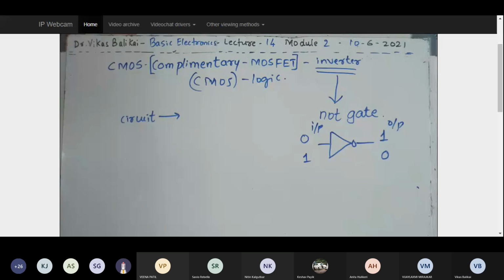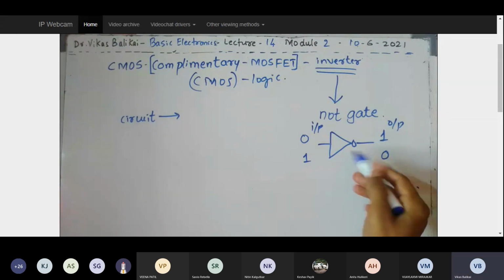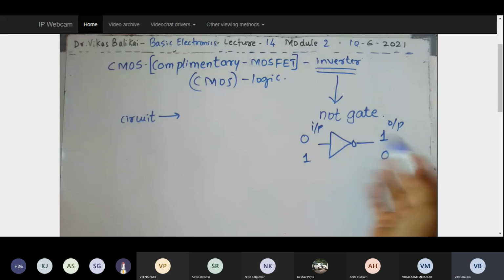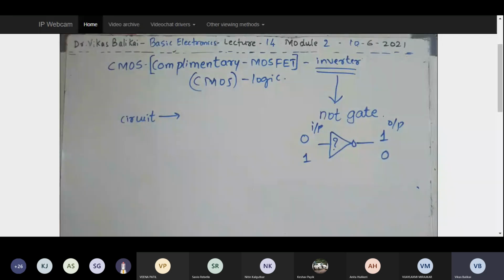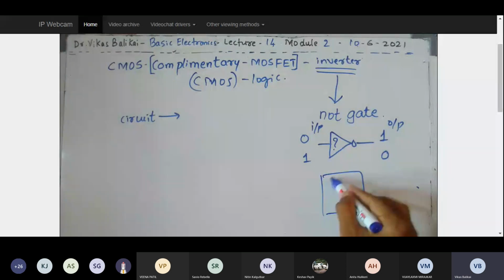Afterwards you may feel, the NOT gate is already built, what is inside it? It's simple logic: give 0, get 1; give 1, get 0. But my question is, what is present inside this NOT gate? This is a symbolic representation that you have learned, right? Yes, sir. And this is a truth table. Remember?